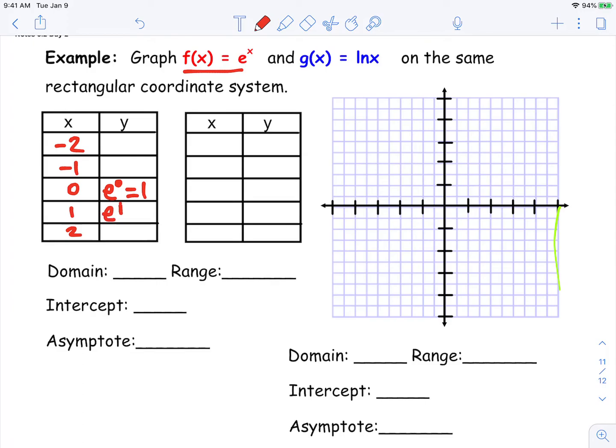E to the first power is approximately 2.72. E to the second power is 2.72 squared, and let me type that into my calculator here, approximately 7.4. E to the -1 is 1 over 2.7. And I think for all purposes, we're going to just highlight these 3 ordered pairs. All right, so now let's graph those out.